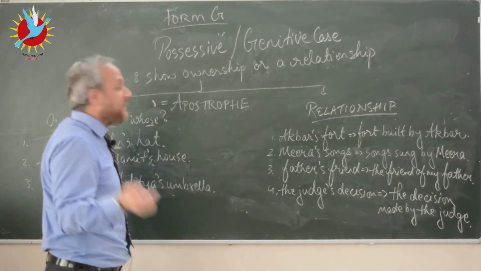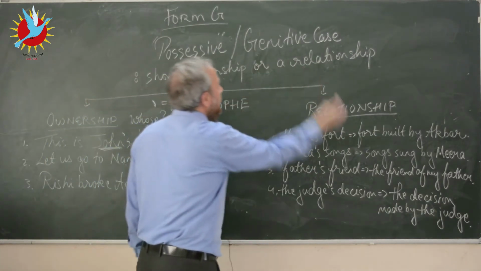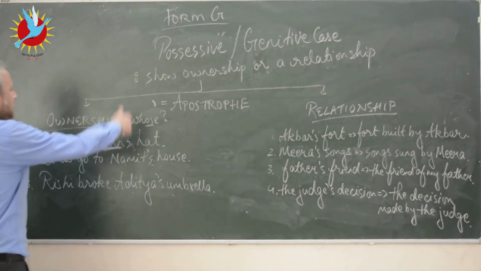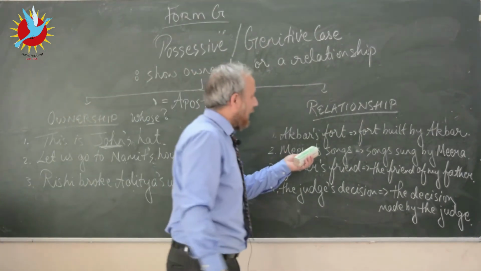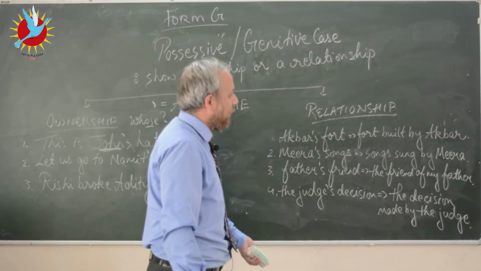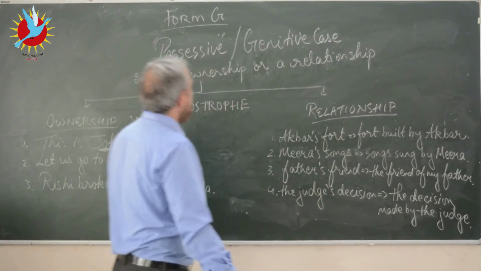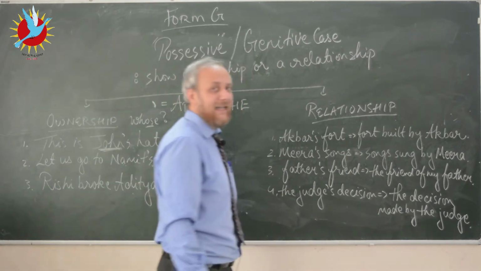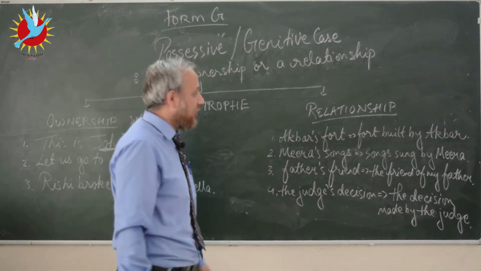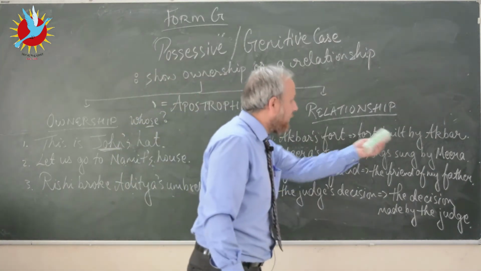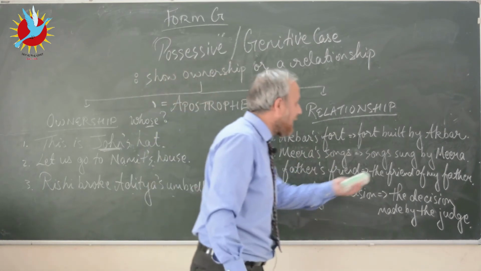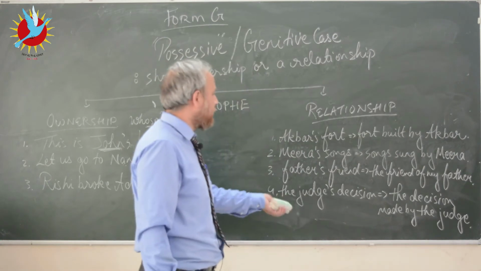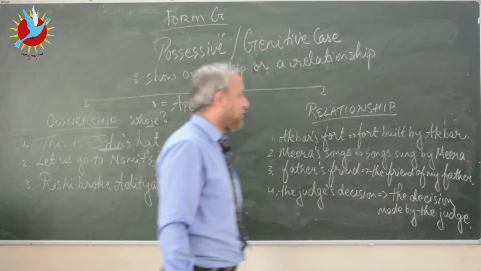Okay, so genitive cases, what do they show? The nouns in the genitive case show ownership or a relationship. The example sentences for you are on the board, and I'm sure these examples make it clear how genitive cases or possessive cases are used to show a relationship. So Akbar's fort will be the fort built by Akbar. Mira's songs, what do you mean? Songs sung by Mira. My father's friend, the friend of my father. And the judge's decision, the decision made by the judge.